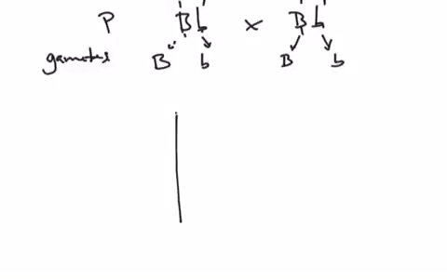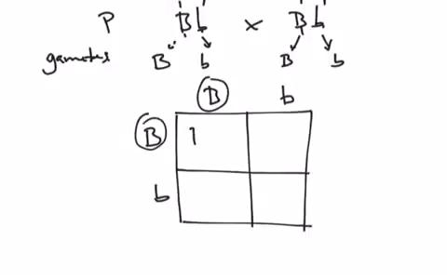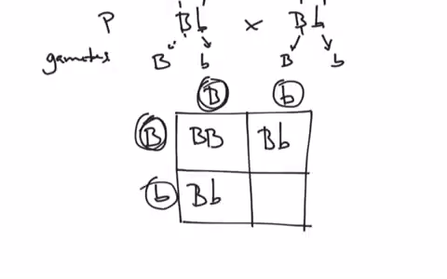So here we can set up a 2x2 Punnett square, and we put the possible gametes along the top for one mouse and down the side for the other mouse. And then we would say, well, if this gamete here met this gamete here in fertilization, then the offspring would be big B, big B. If this gamete here met this gamete here, then we'd have big B, little b. If this gamete here met this gamete here, you'd have big B, little b. And if this gamete here met this gamete here, you'd have little b, little b. These are the only possible combinations of the gametes in this mouse.